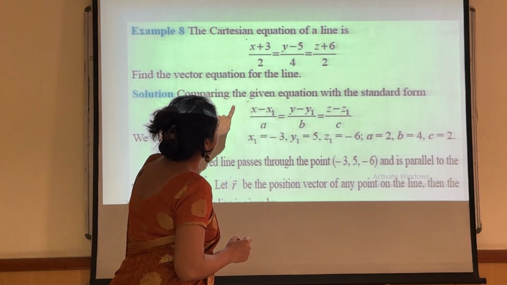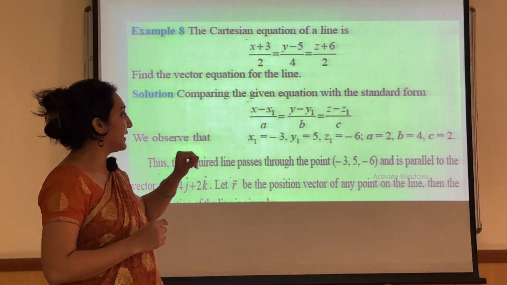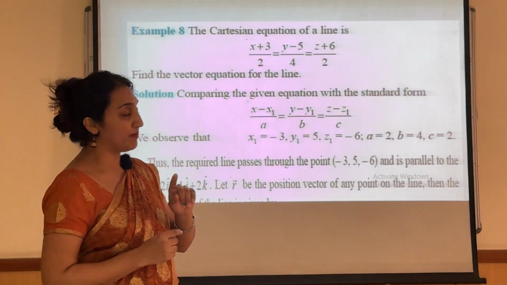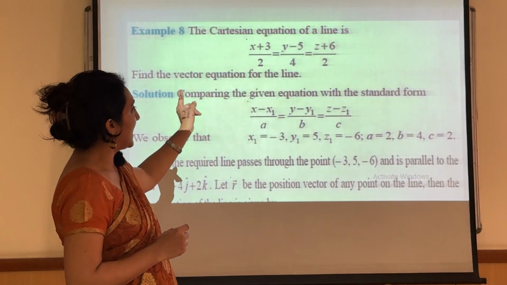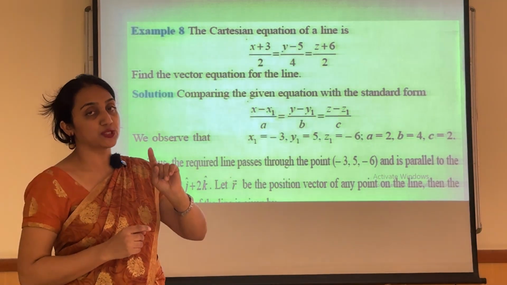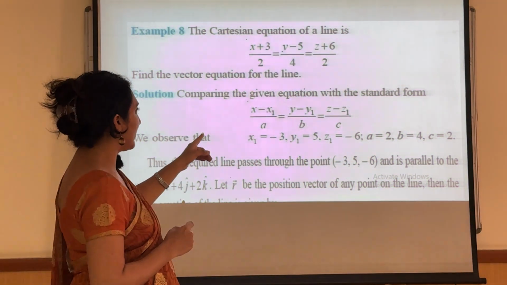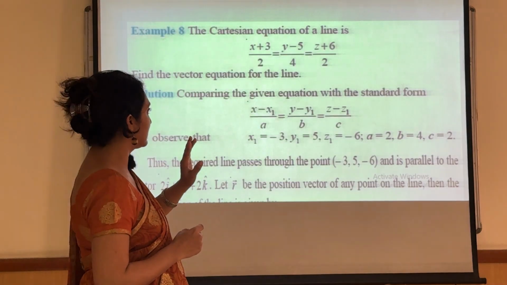So what is this Cartesian equation? x minus x1 upon a equals y minus y1 upon b equals z minus z1 upon c. As we know, the denominators are the direction ratios a, b, c. So what are the values of a, b, c? 2, 4 and 2.